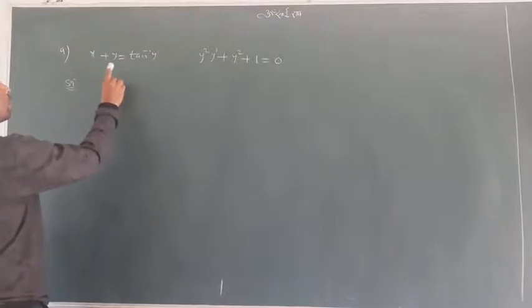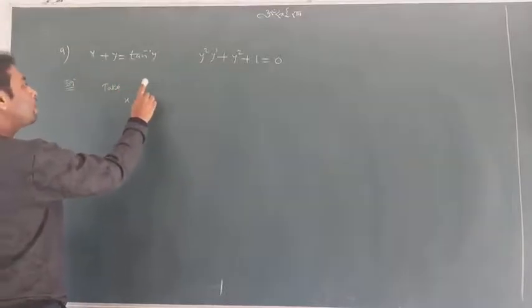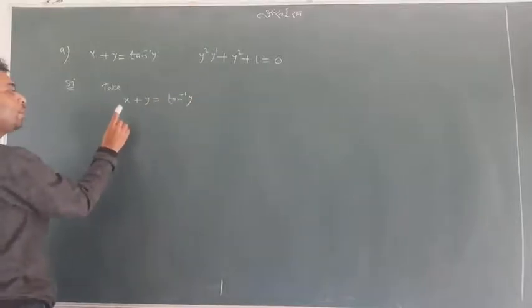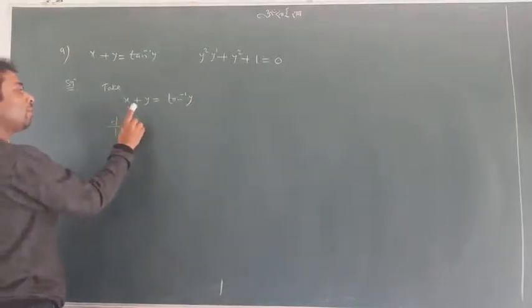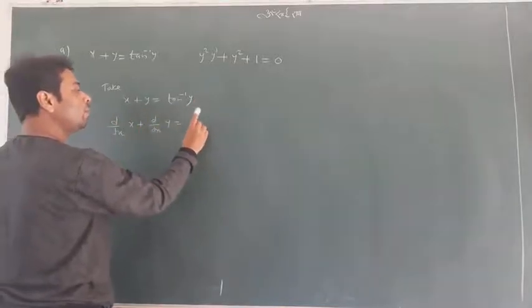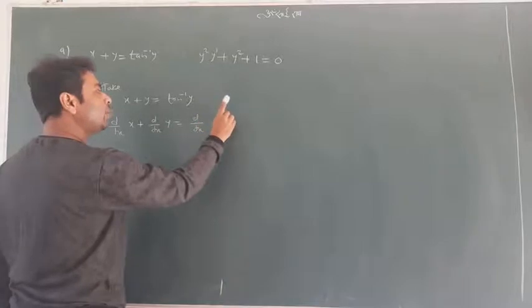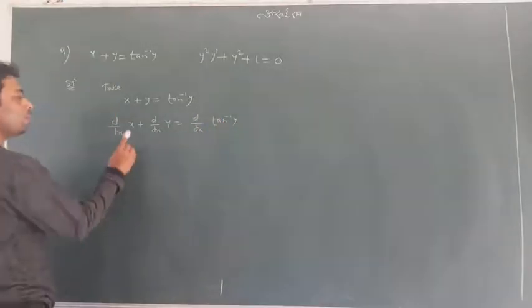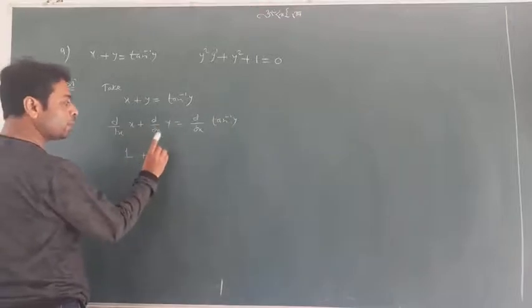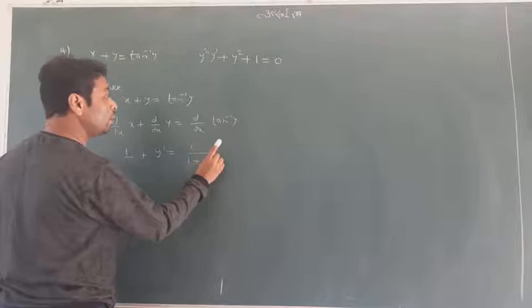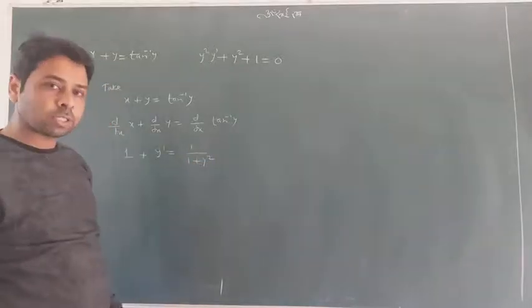Taking x plus y is equal to tan inverse y. Go with differentiation. D by dx of x, d by dx of y, and d by dx of tan inverse y. I separate the differentiation of both sides. And d by dx of x is 1, d by dx of y is y dash, and d by dx of tan inverse y is 1 upon 1 plus y square. That is the thing they got.